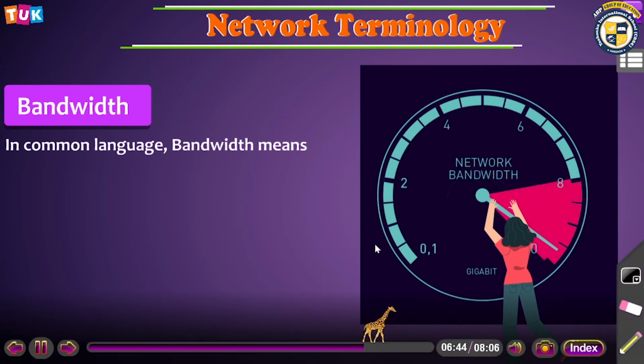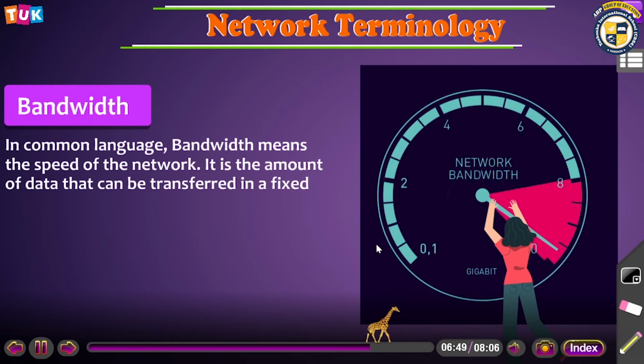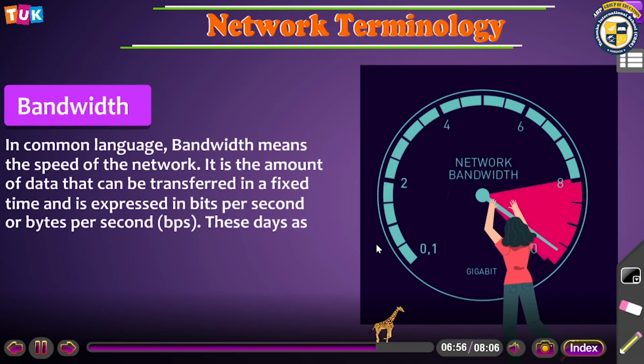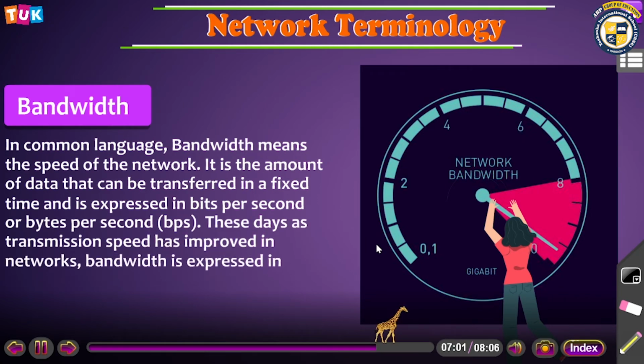Bandwidth. In common language, bandwidth means the speed of the network. It is the amount of data that can be transferred in a fixed time and is expressed in bits per second or bytes per second. These days, as transmission speed has improved in networks, bandwidth is expressed in megabytes per second.